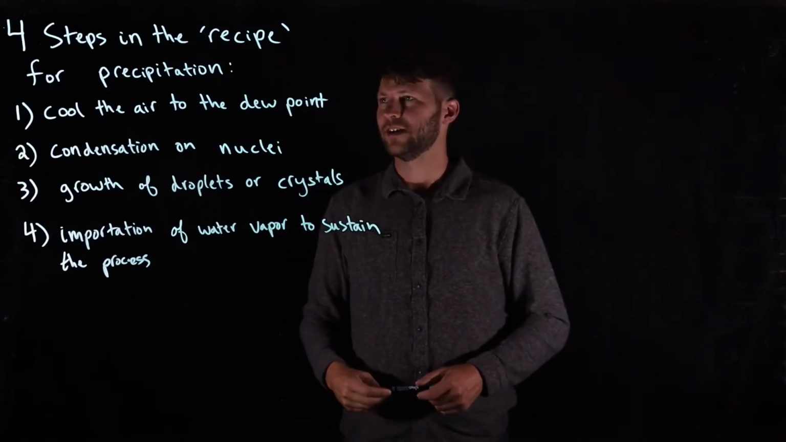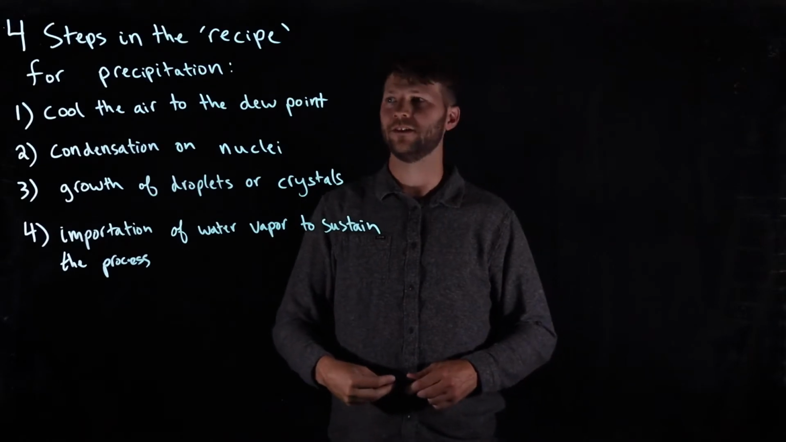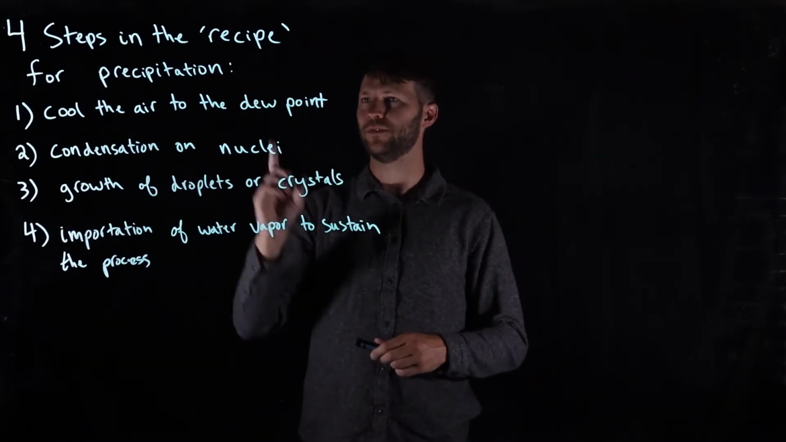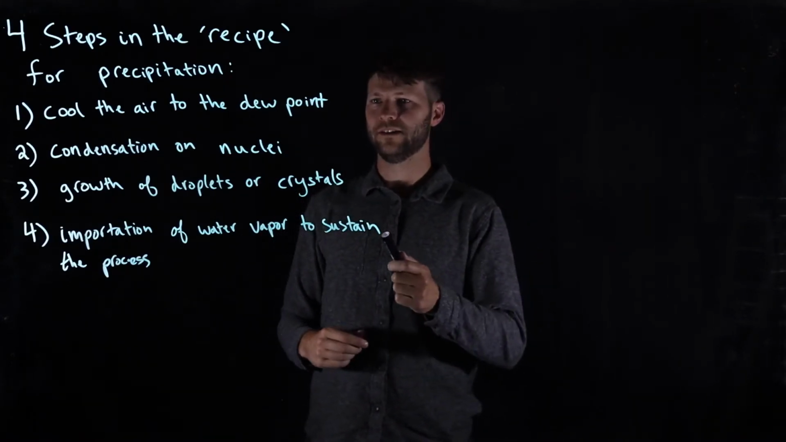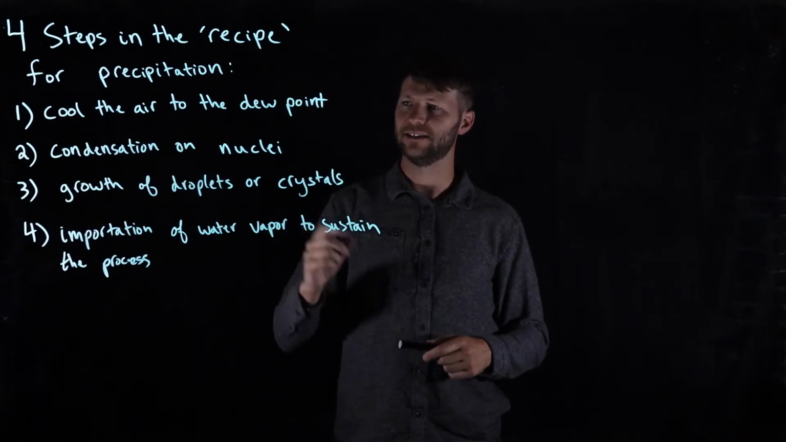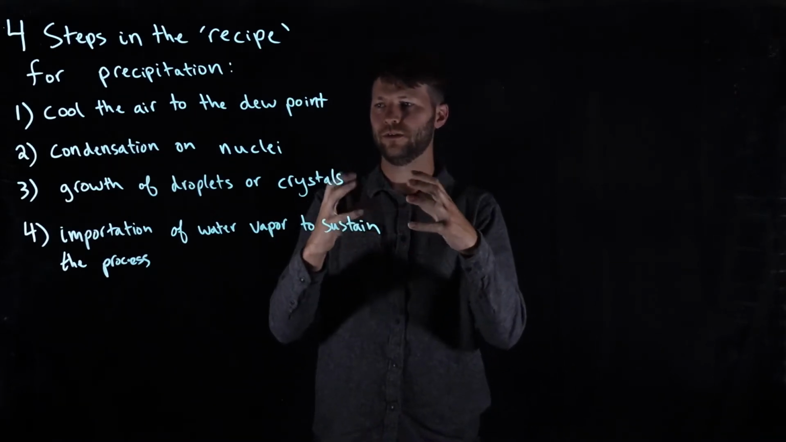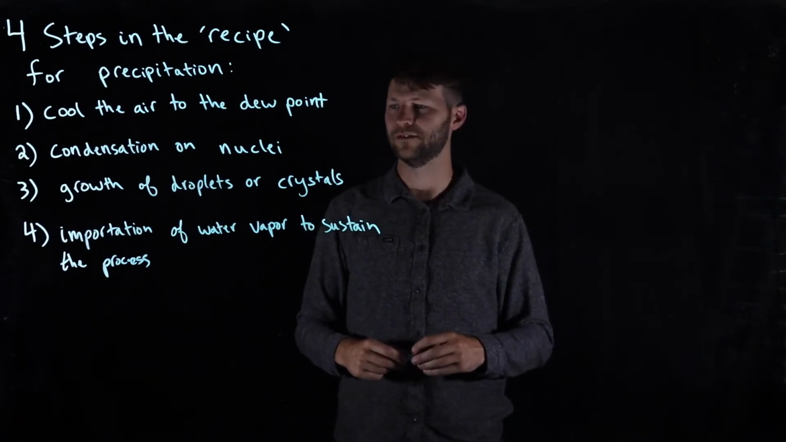So we're now going to talk about how precipitation actually happens on Earth. And I'm going to break it down for you in the form of a recipe. And there's 4 basic steps in this recipe. We need to first cool the air to the dew point. We need to condense water vapor onto nuclei. We then need to grow those nuclei into droplets or crystals that are big enough to fall from the sky.